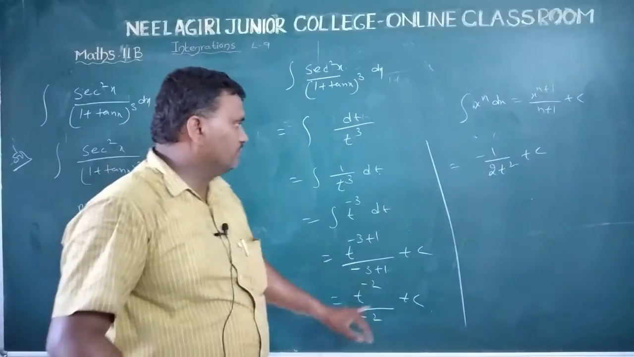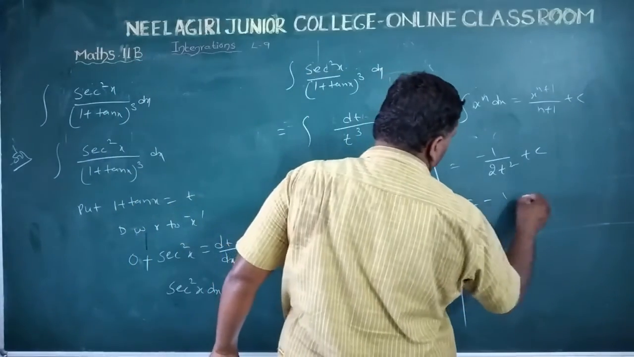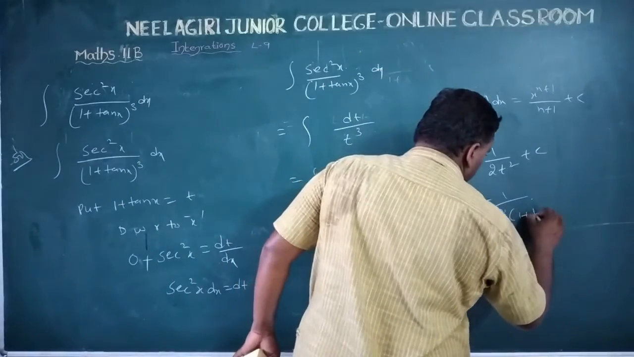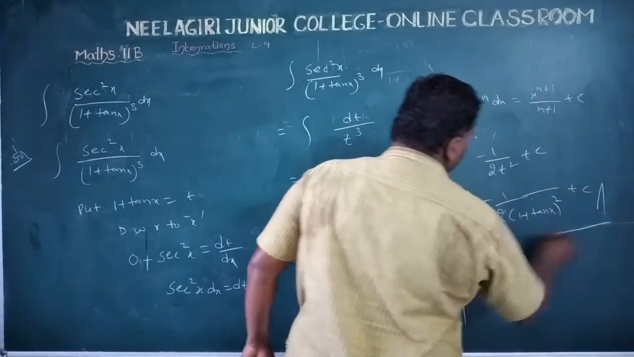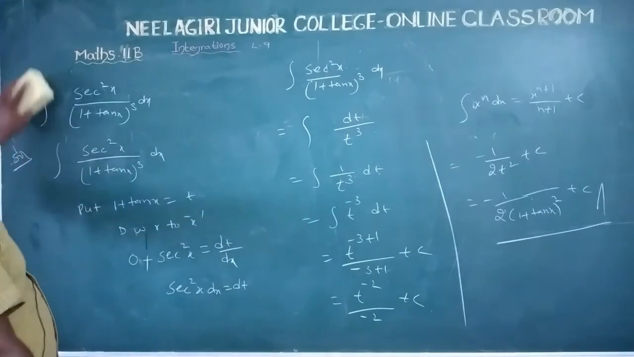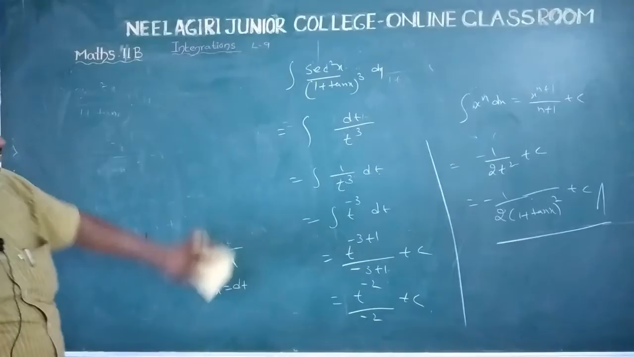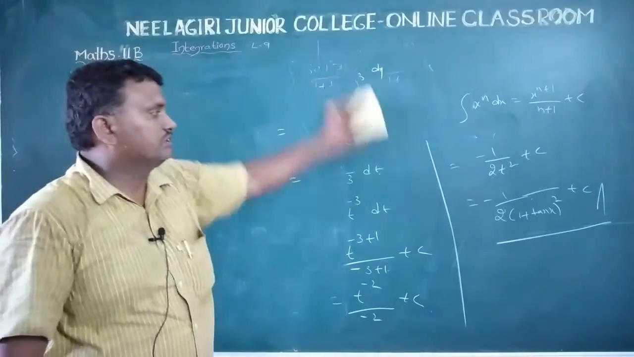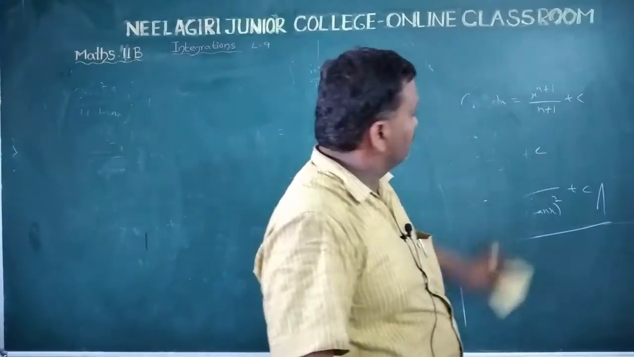That is minus 1 by 2 into t power minus 2, which you write as 1 by t square, is equal to minus 1 by 2 into t, where t is 1 plus tan x whole square, plus c. So the integration of sec square x by (1 plus tan x) whole cube dx is equal to minus 1 by 2 into (1 plus tan x) whole square plus c. Next problem.